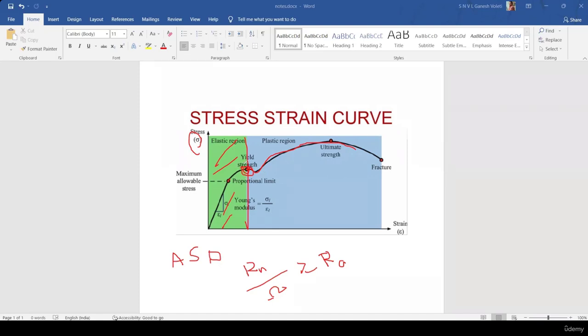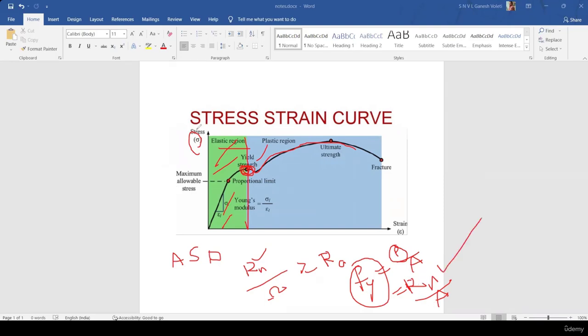So the last point in the stress diagram up to the elastic region is the yield strength, right? The yield strength is generally denoted by Fy. I think all of you know, stress is nothing but load by area, P by A. What is this load? P is nothing but Rn, the nominal strength, divided by the cross-sectional area. You can find Fy here. So yield stress is based on the nominal strength of the material.